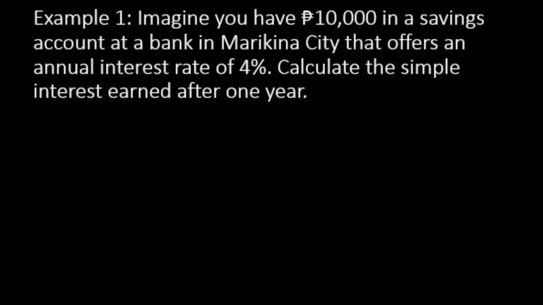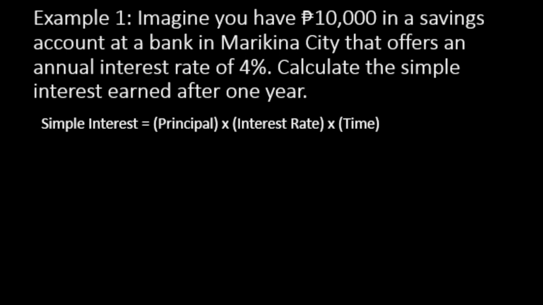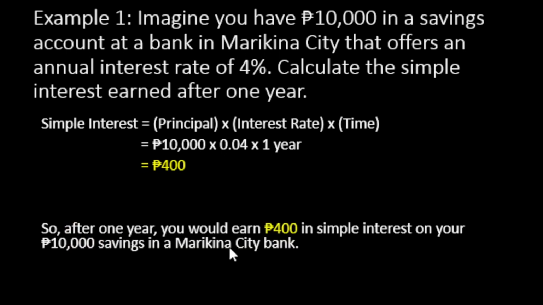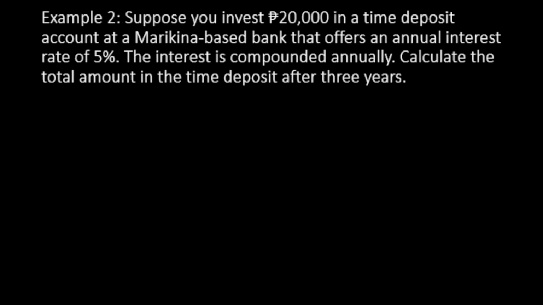The formula for simple interest is principal times interest rate times time. Plugging in all the values, we have 10,000 pesos, that's the principal. 0.04, that's 4% in decimal. 1 year, that's the time period for which the money is invested. So we have 400 pesos. So after 1 year, you would earn 400 pesos in simple interest on your 10,000 savings in a Marikina City bank. Now try to answer example number 2.